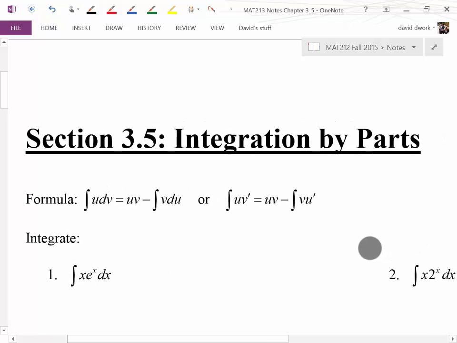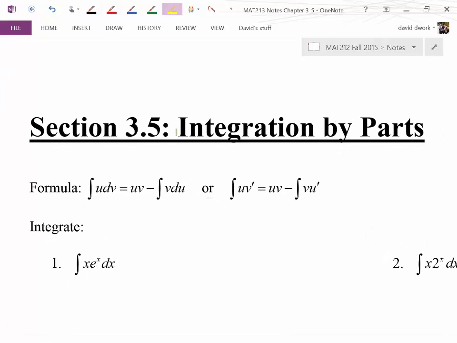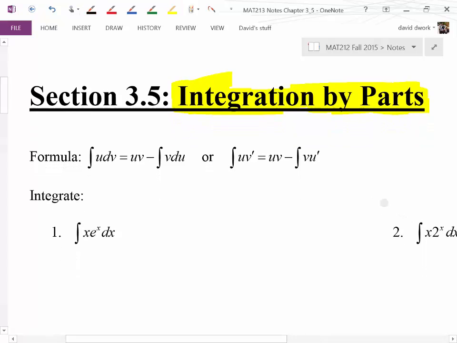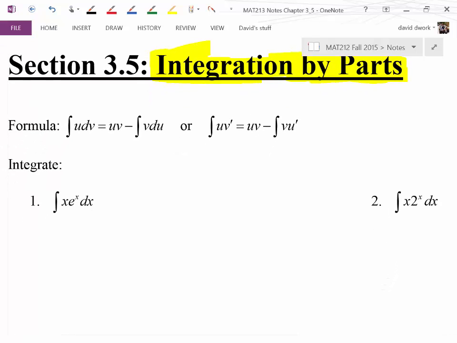Here we are, section 3.5, covering integration by parts. Now, integration by parts is a little on the challenging side, only because of recognizing when to use it. What you'll notice if you thumb through the set problems here is that these problems could look like substitution as well.